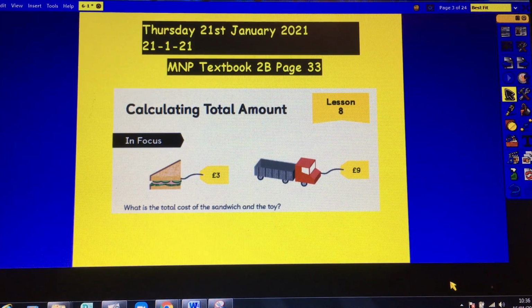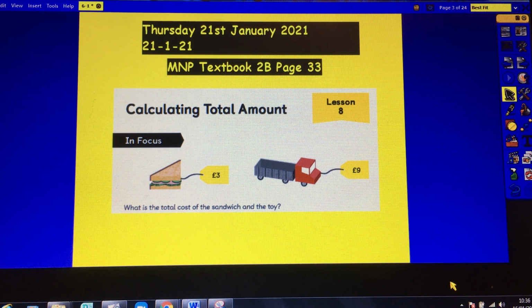Good morning, children. Today we're starting lesson 8 in the Maths No Problem textbook 2B, page 33. And we're learning today how to calculate total amounts. That's how to add up money in pounds and pence to find a total, what the value is of two amounts or even three amounts all together.